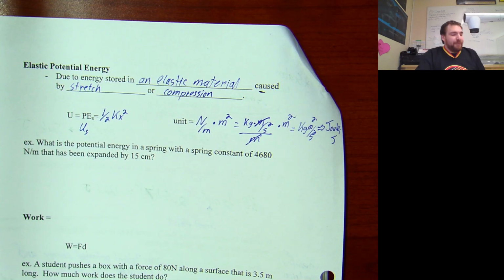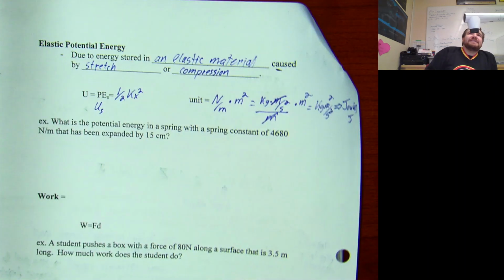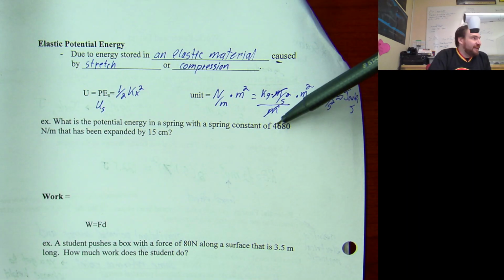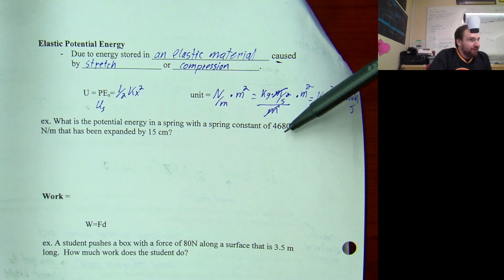So, for example, what is the potential energy in a spring with a spring constant of 4,680 newtons per meter that has been expanded by 15 centimeters? This is a real life scenario. This is a very large spring constant. And if none of you have ever built a trampoline, I feel sorry for you. This is something that I miserably had to do every spring growing up because we had a trampoline and my dad and I would rebuild it so it wasn't sitting outside all winter.